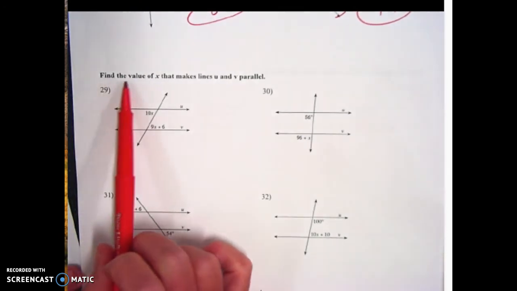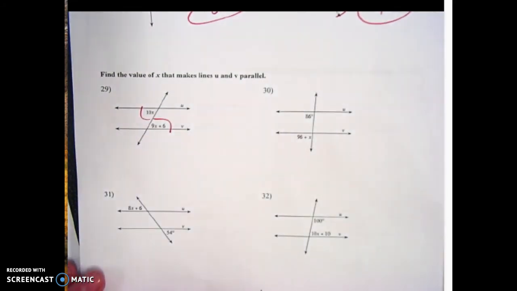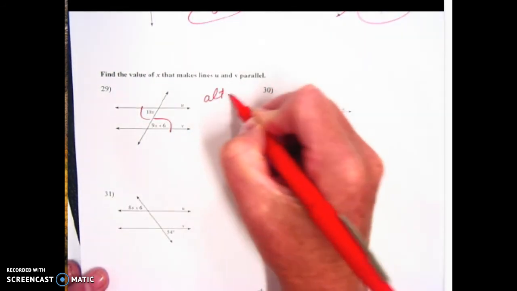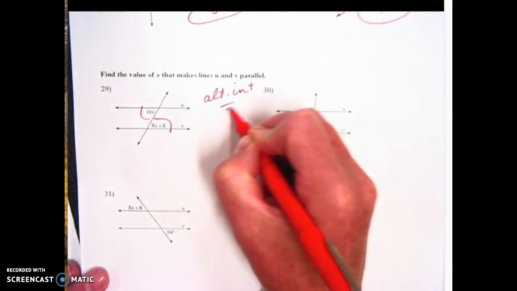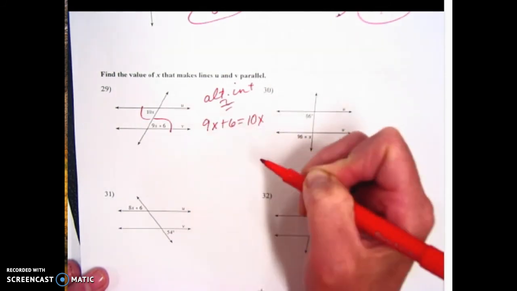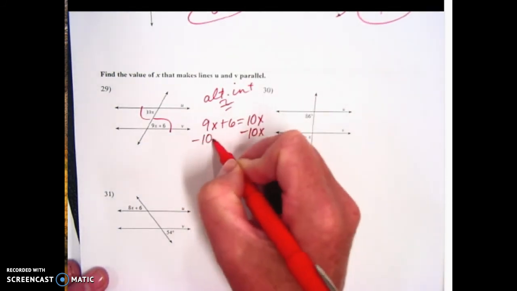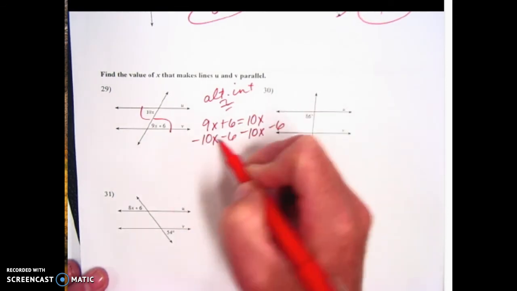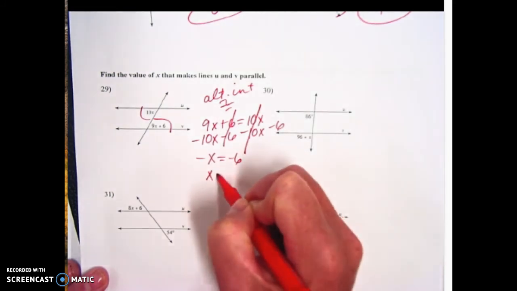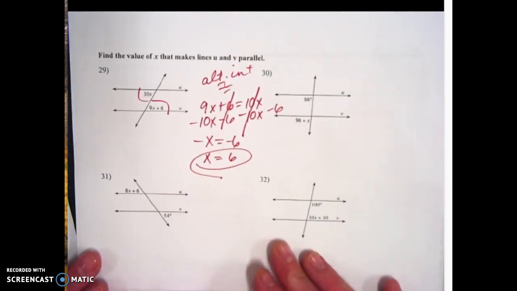Jumping down to 29, it says find the value of x that makes the lines parallel. So now we just, same as up above, but now we have a little bit of algebra thrown in. So if these are alternate interior angles, they should be congruent. So we're going to say 9x plus 6 equals 10x. No, I should have written them on the other side. So I'm going to subtract 10x from both sides. Subtract 6 from both sides. These are opposites. These are opposites. So I have negative x equals negative 6, which means that positive x equals positive 6. And that's the value that would make those two lines parallel.